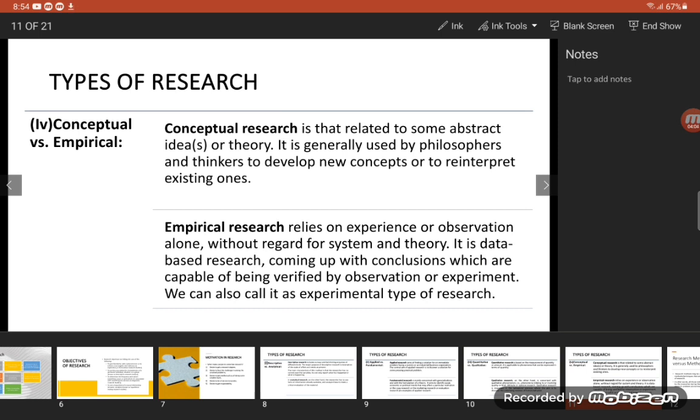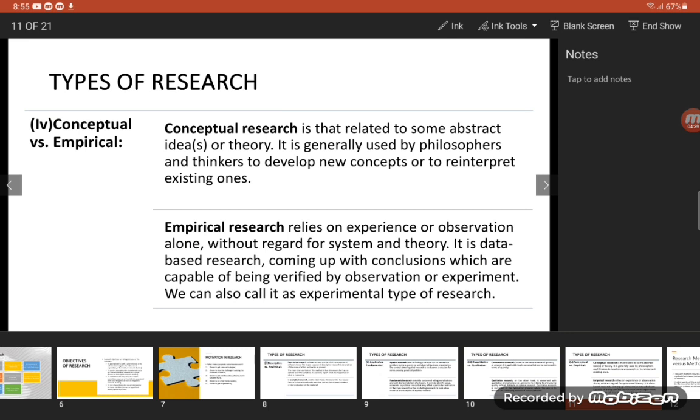Empirical is related to observation of reality and experiences. It's based on data in order to get a conclusion. So empirical work, or sometimes it's known as experimental work, it's related to the actual data and finding conclusion based on these data. While the conceptual one, this is related to the new concept or philosophy.